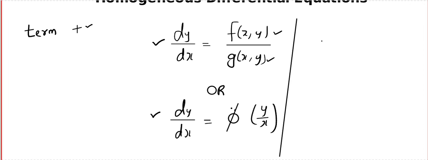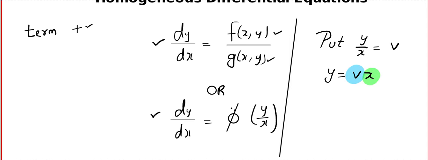Okay, now look at this. To solve a homogeneous differential equation, the method is very easy. All you do is put y by x is equal to v. That is, y is equal to v into x. I'll do a little bit of coloring so that students will recognize the product rule. I want to differentiate with respect to x. So v into 1 plus x into dv by dx.